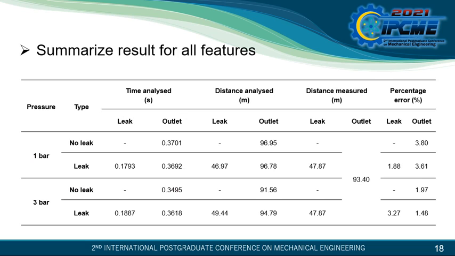The table here summarizes all the results for the leak and outlet features. We can see the error between the measured distance and analyzed distance is below 4%. So it shows success in locating the position of the leak and other features along the pipeline using the method approach in this paper.